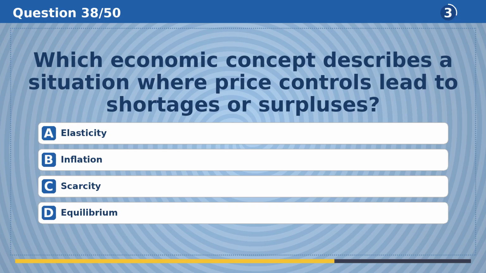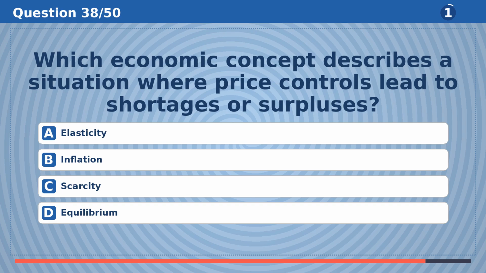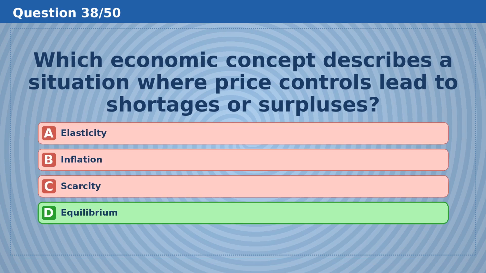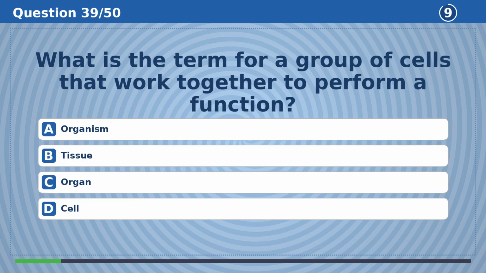Which economic concept describes a situation where price controls lead to shortages or surpluses? The answer is D, equilibrium.